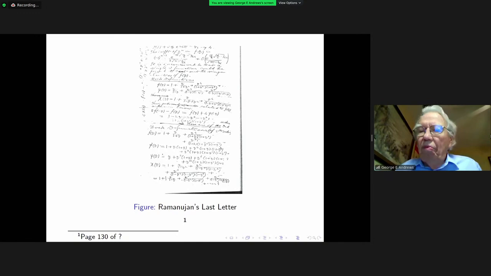Watson, using a much more, so to speak, intricate technique, was able to determine the behavior of these third order functions near the unit circle. His 1937 paper, The Final Problem: An Account of the Mock Theta Functions, explains this well, but it uses things that do not apply at all to the fifth order functions.